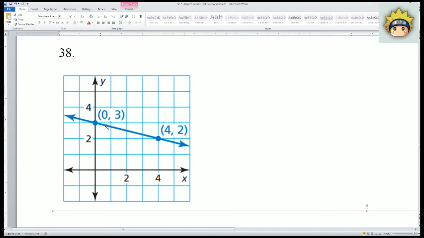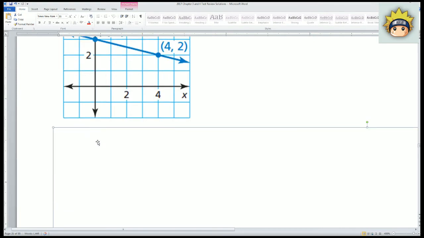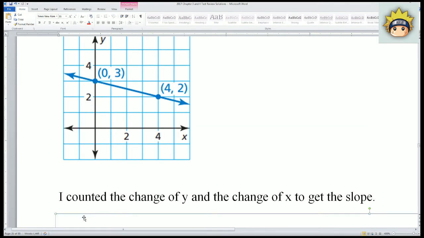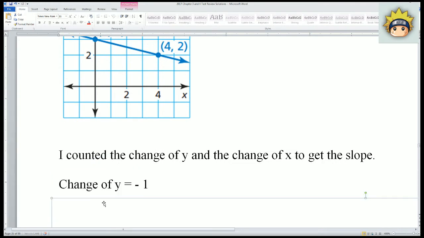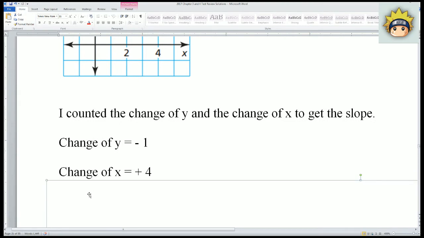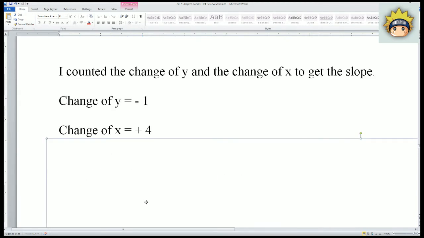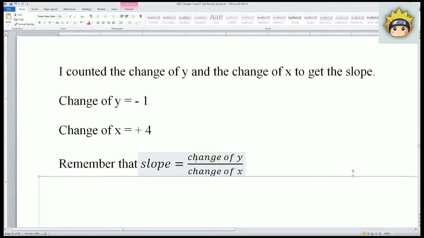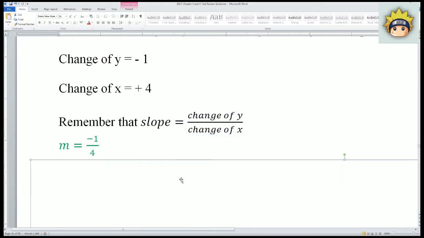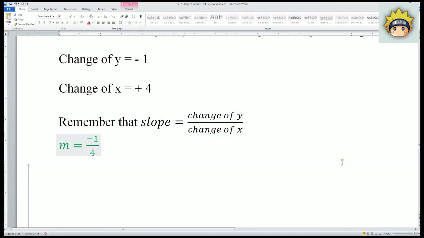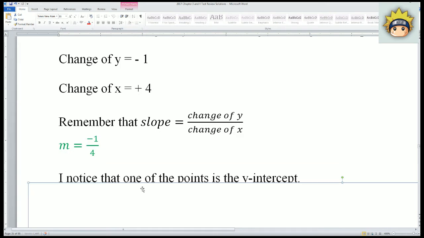Alright, let's look at this one. Same thing as before, we want to find the slope first, so I count the change of y and the change of x to get the slope. I go down 1, which is going to be -1 for my y. I go over 1, 2, 3, 4 times, which is my change of x. So my slope is change of y over the change of x, so I plug in my values. Slope is equal to -1 divided by 4.